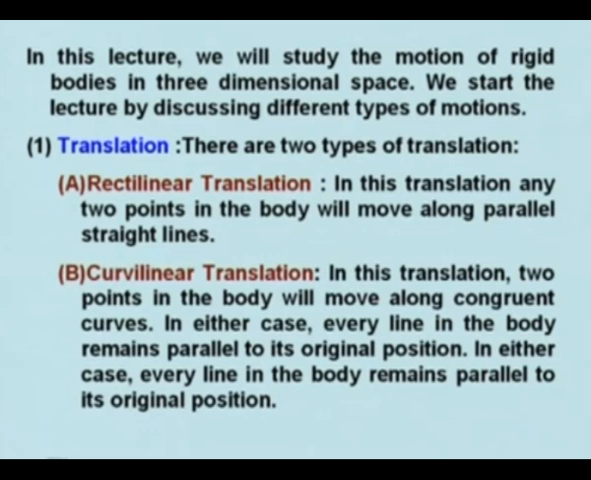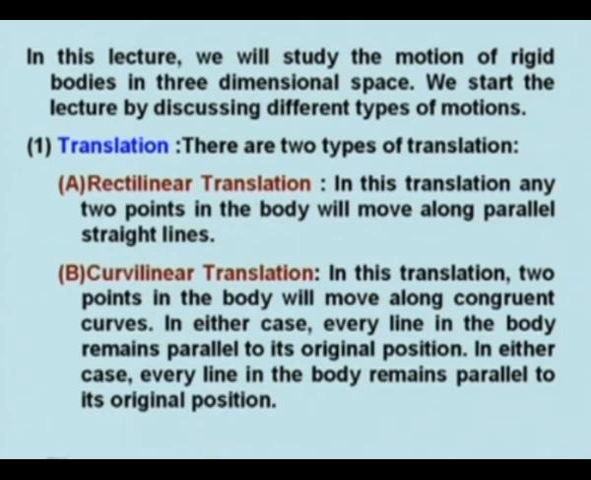space. Now we start the lecture by discussing different types of motions again, which we have already discussed previously, but mostly we gave examples from 2D space. Now we will give examples from 3D. So there are basically different types of motions. One is translation. In translation, there are two types of translations.